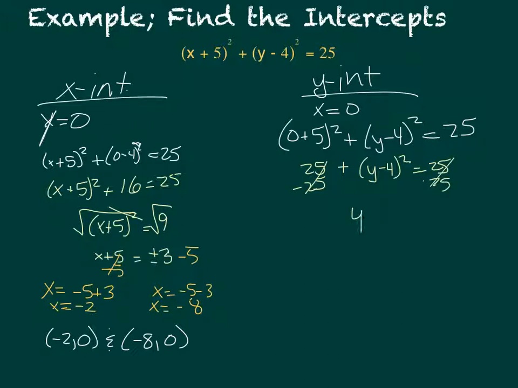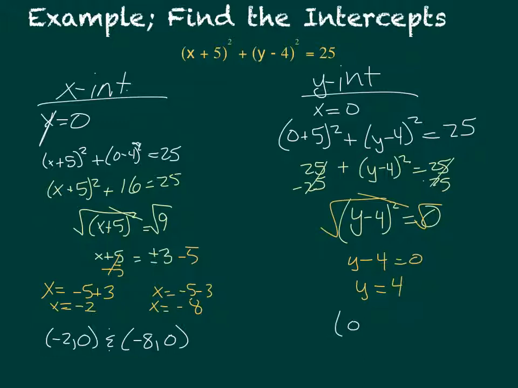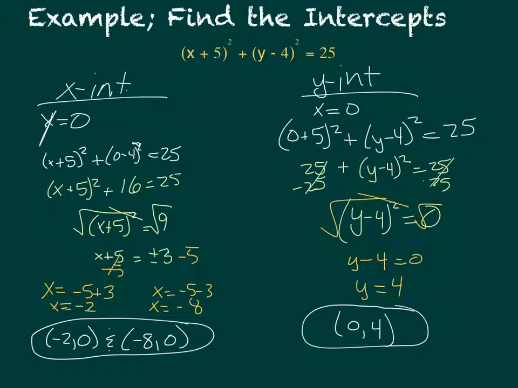So I have (y minus 4) squared equals 0. So I take a square root. The square root of 0 is 0, so it's not going to change anything. I still have y minus 4 equals 0. Add the 4 over, and y equals 4. So that leaves my answer to be (0, 4). So all of my intercepts would be (negative 2, 0), (negative 8, 0), and (0, 4). Those are all of the intercepts.